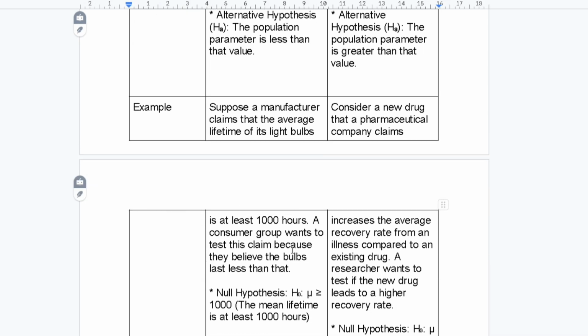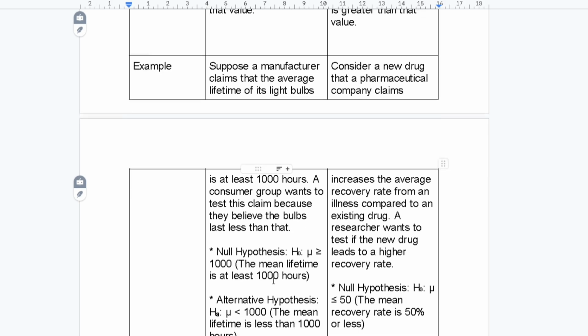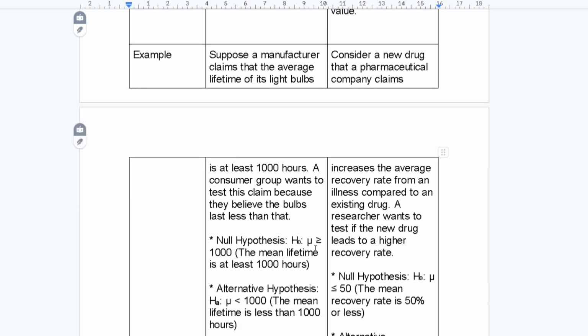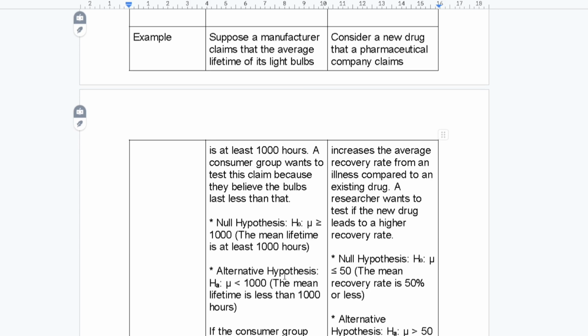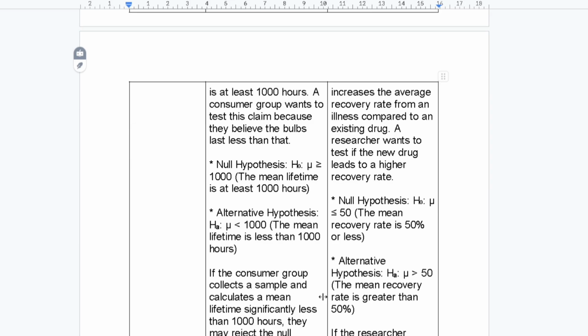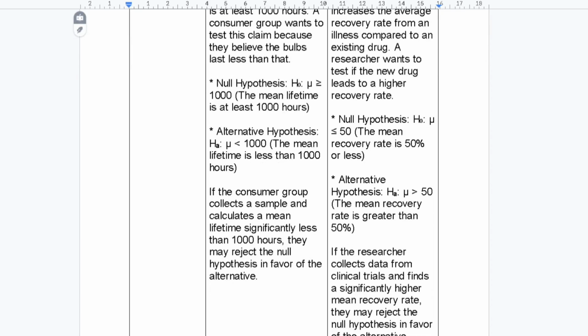hours. A consumer group wants to test this claim because they believe the bulb lasts less than that. So here the null hypothesis will be that the mean lifetime is at least 1000 hours, and the alternative is less than 1000 hours. So if the consumer group collects a sample and calculates a mean lifetime significantly less than 1000 hours, they may reject the null hypothesis in favor of the alternative.